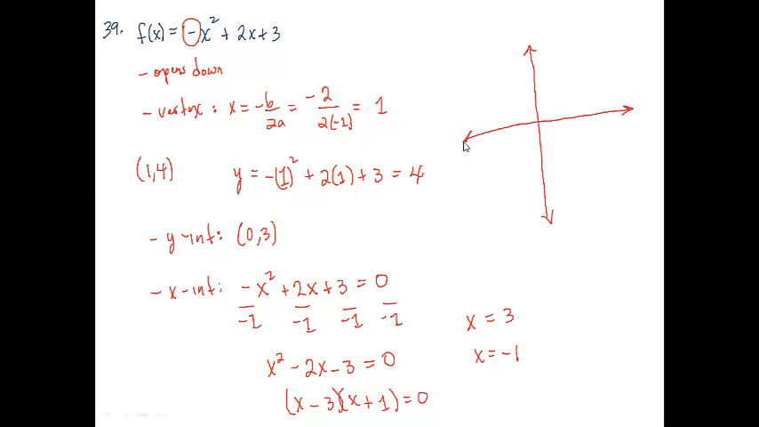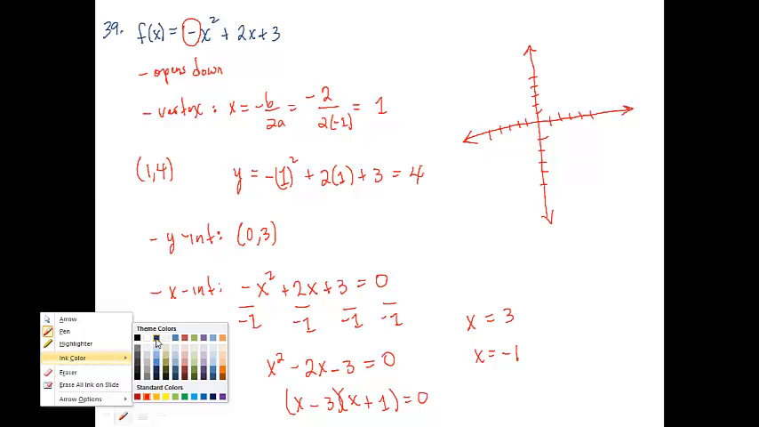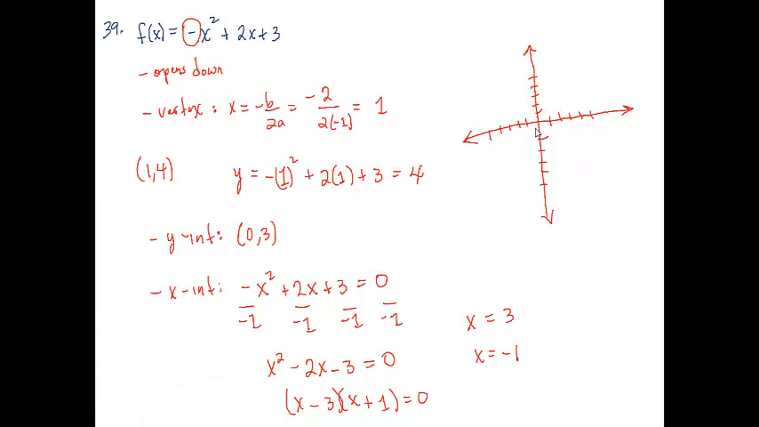And let's try graphing. It's just a sketch, doesn't have to be pretty. Just have fun. Alright, so vertex 1, 4, y-intercept 0, 3, x-intercepts 3, 0, and negative 1, 0. And then connect the best you can. And there's your parabola. Opens down and it goes through those points.